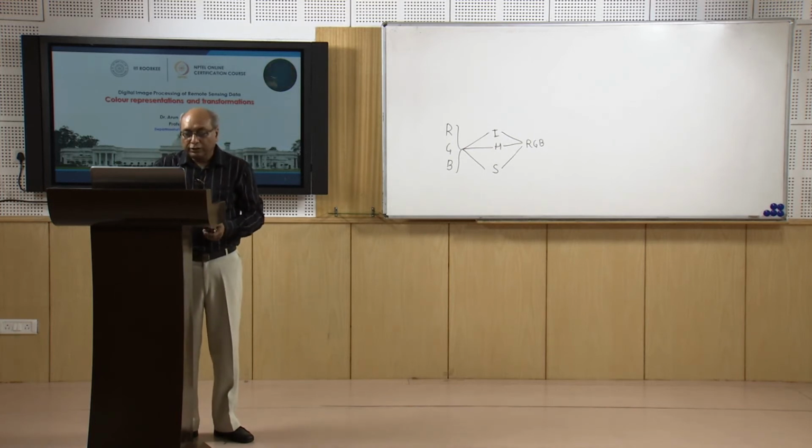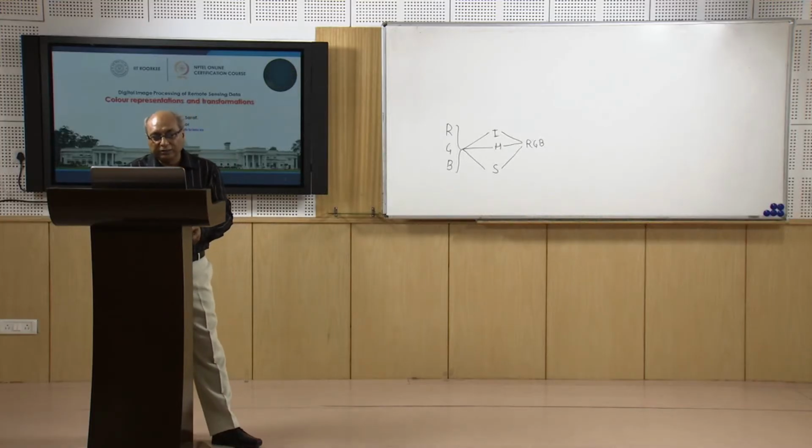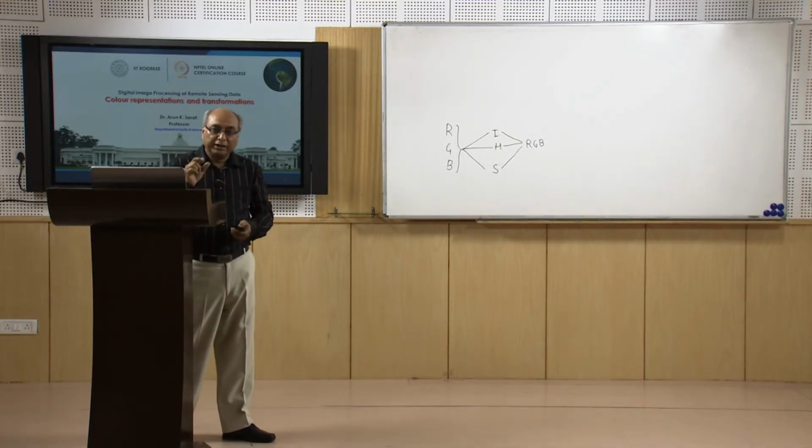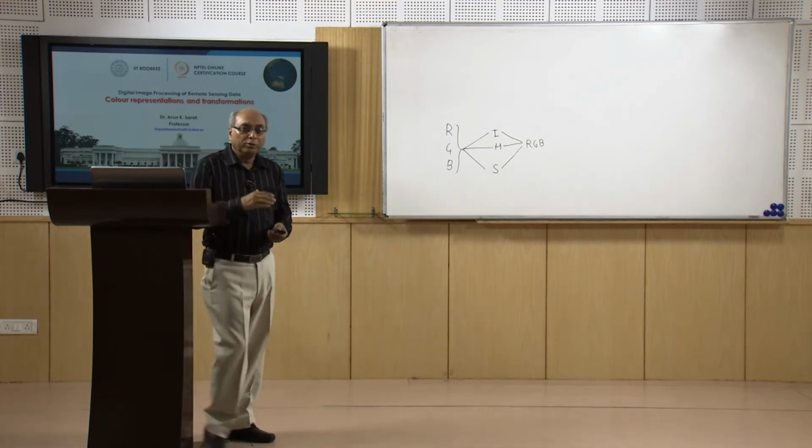Anyway, when we assign red band on red, that part of the later part of the EM spectrum in the visible section, as discussed earlier, is called the red band. Then green band on green and blue on blue. So simple color composition, and that makes the real color composition. That is possible when you are having narrow bands and relatively more number of bands.